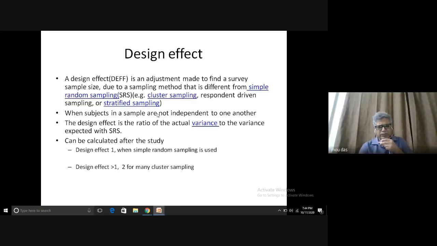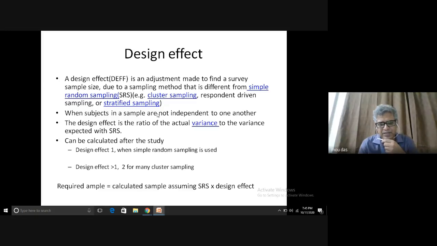I'm not dwelling on this because in our oncological studies, or studies that postgraduates will be doing, design effect doesn't come often. We don't do epidemiological sampling survey type of studies. We generally do cross-sectional studies, prospective or retrospective single arm studies or comparative studies. So I have not dwelt deeply into this concept of design effect. The required sample is just adjusted for the design effect.